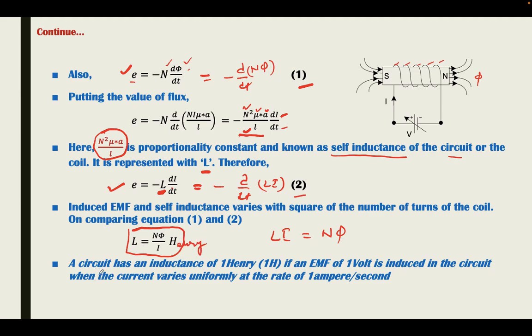A circuit has an inductance of 1 Henry if an EMF of 1 volt is induced in the circuit when the current varies uniformly at a rate of 1 ampere per second, and hence we can describe what the value of 1 Henry is.